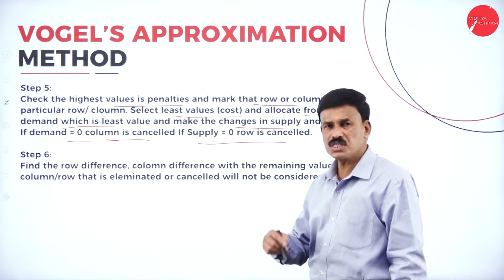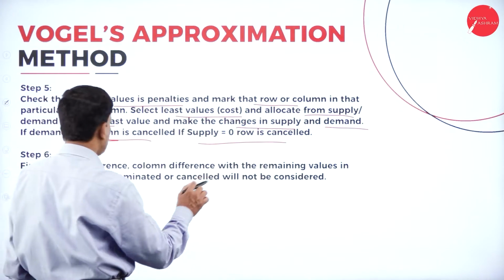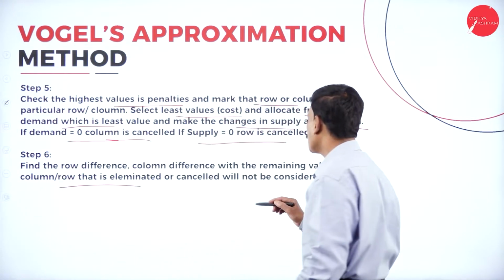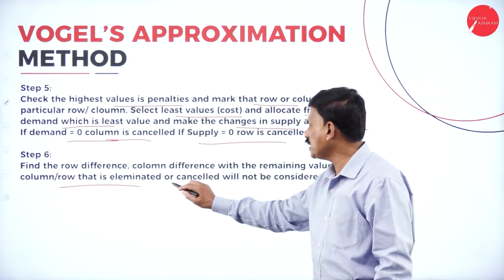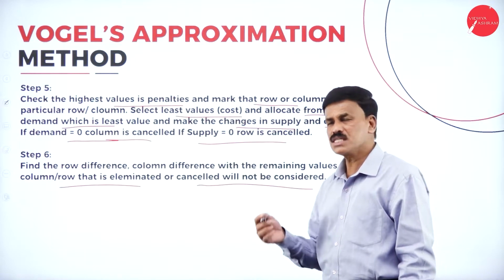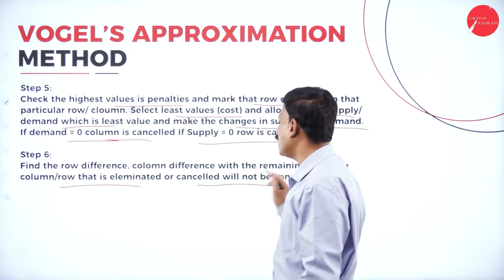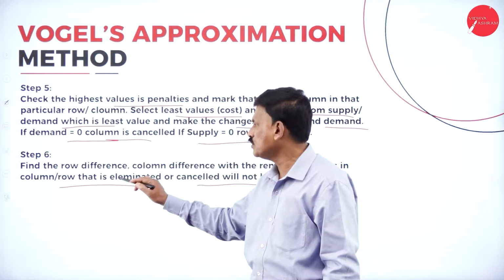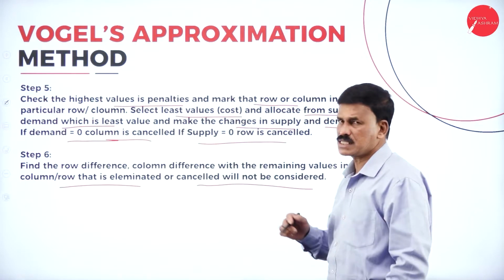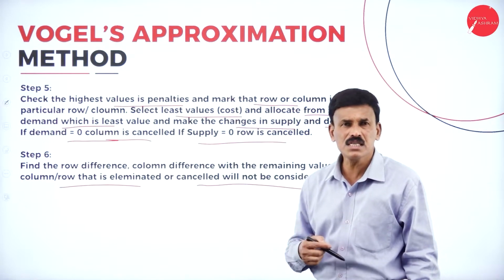So this process is repeated. Find the row difference and column difference with the remaining values in that particular row and column; the row or column that is eliminated or cancelled will not be considered. The process is repeated until we get the final solution.